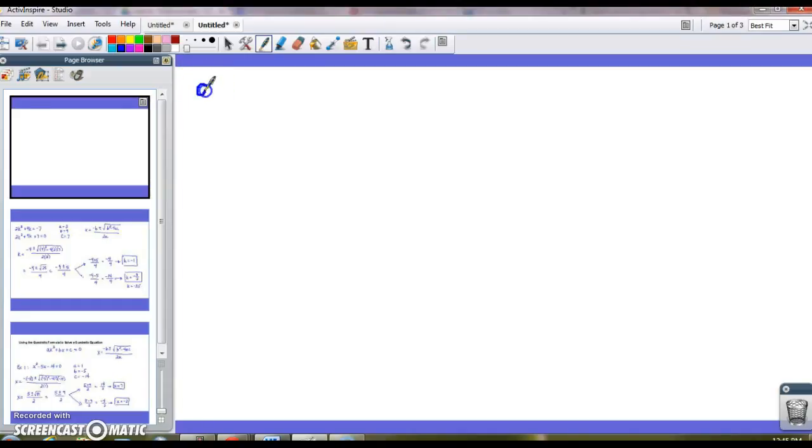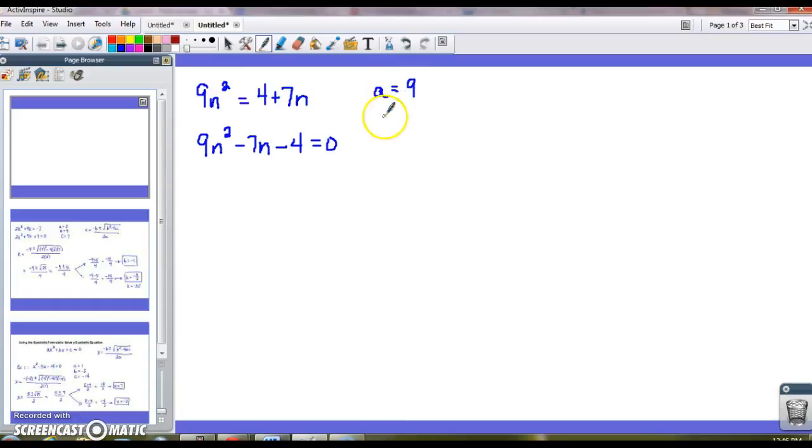I have 9n squared is equal to 4 plus 7n. Again, I want to get all of my terms on the same side of the equal sign. So I end up with 9n squared minus 7n minus 4 equals 0. So all I did was move these two terms over to the other side. My a value here is 9. My b value is negative 7. And my c value is negative 4.